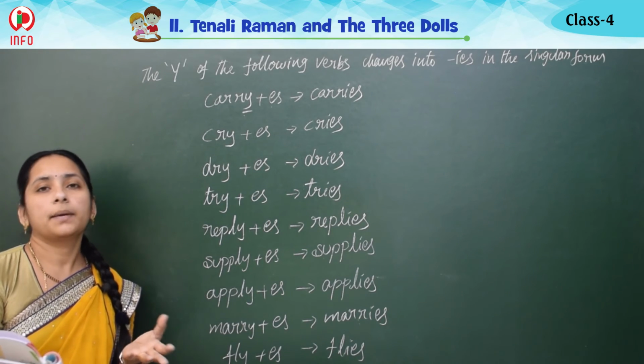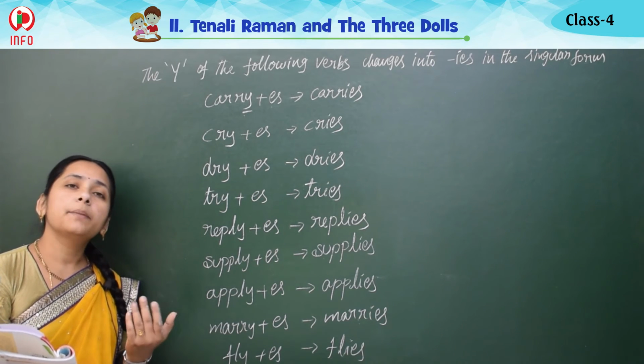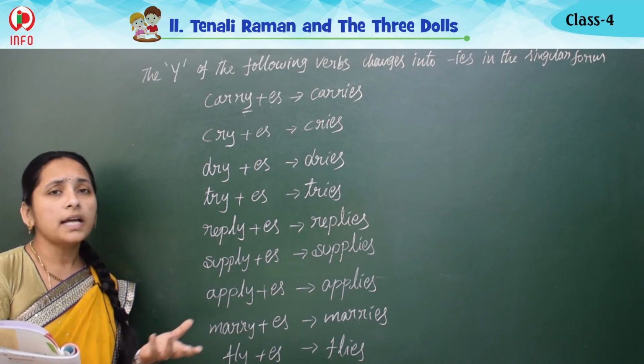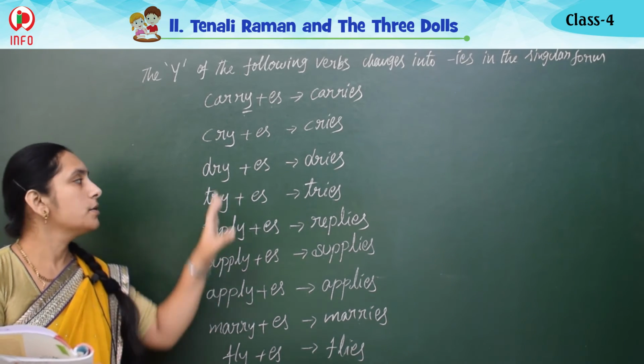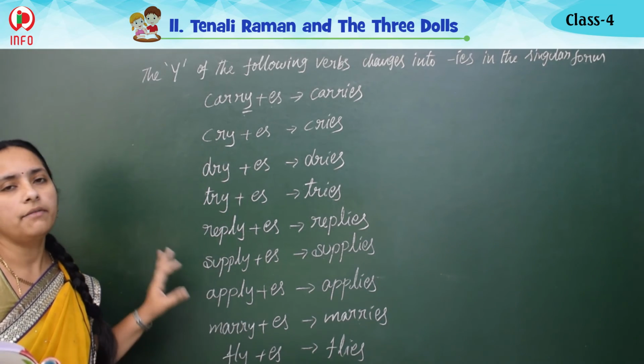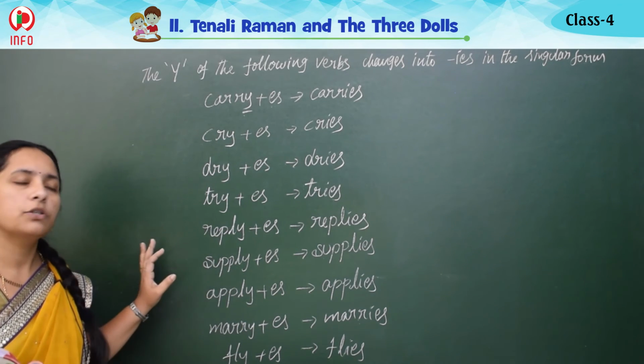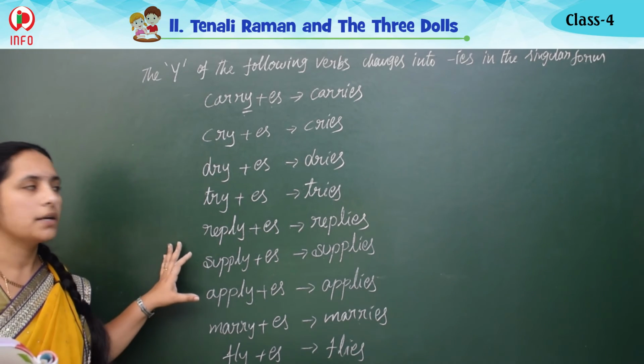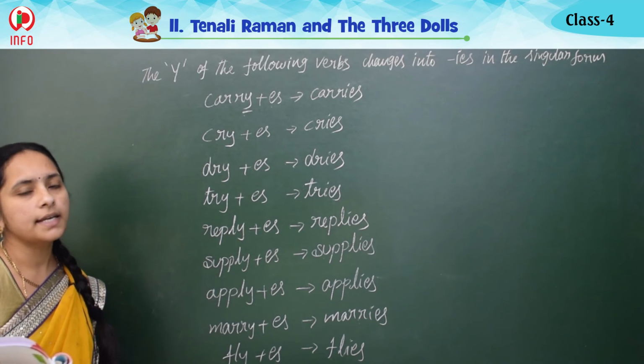Suppose play is there. Play becomes plays, P-L-A-Y-S. We add S only, not ES there. So there is no change in the spelling. Some of the words only will change. Okay? We should follow these in the spellings. So these are the verbs, and this is generally how they change for the singular form.